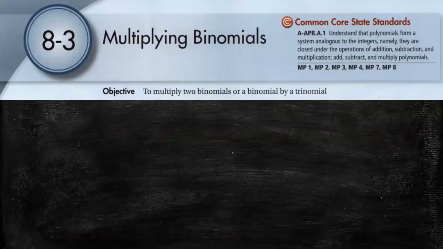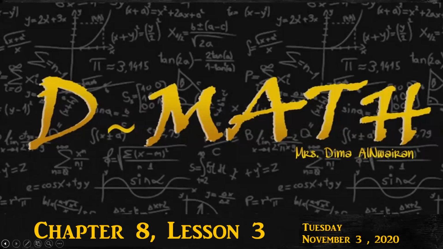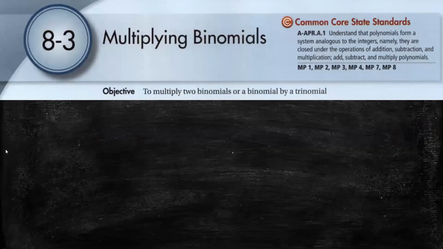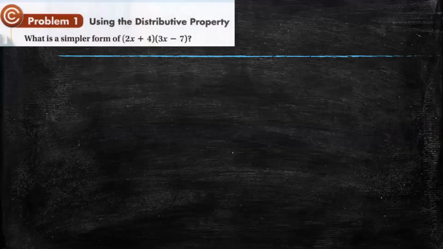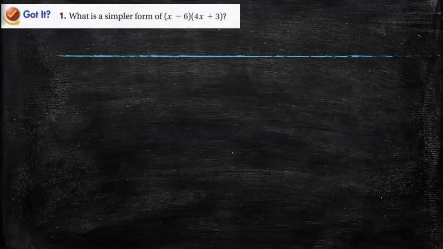Yesterday we started with chapter 8, lesson 3, which is about multiplying binomials. We said that we have two binomials and we learn how we can multiply them. We have two ways. The first way is the distributive way. The second way is the table way. We started with the distributive way. We solved this problem.